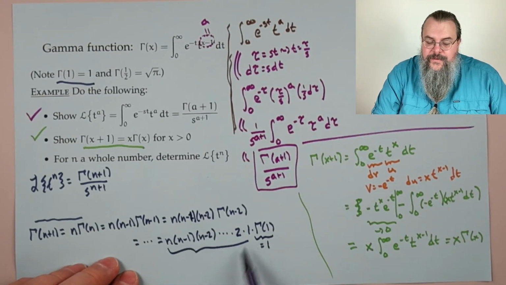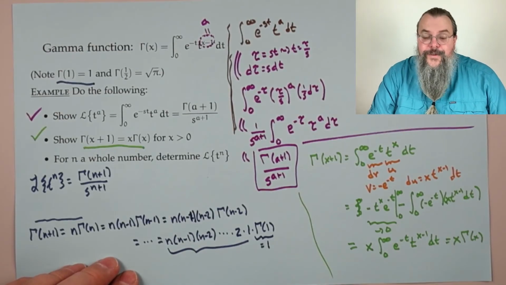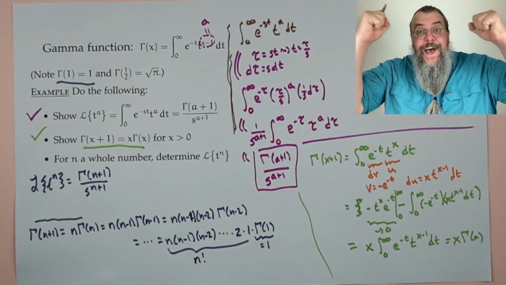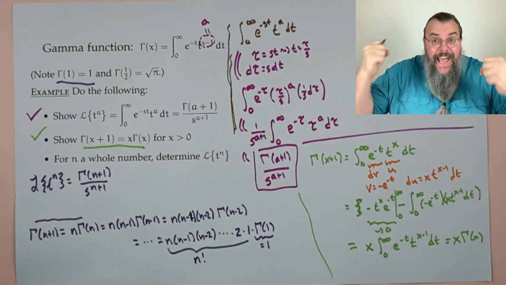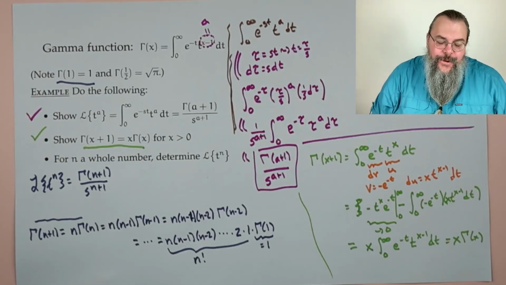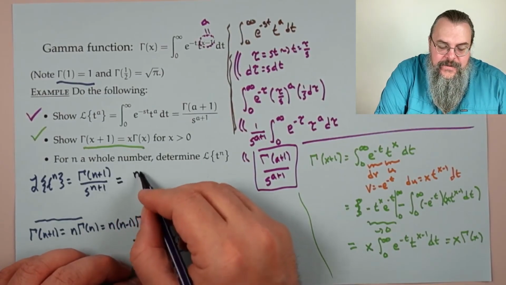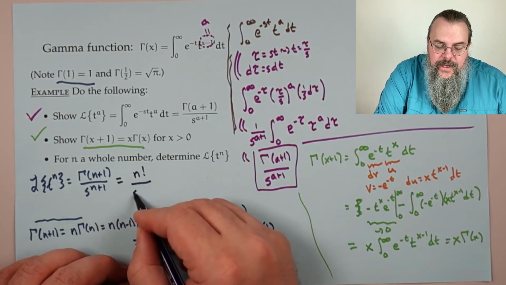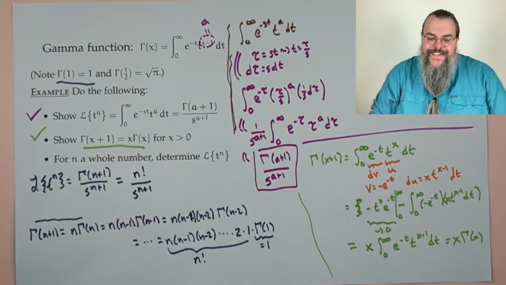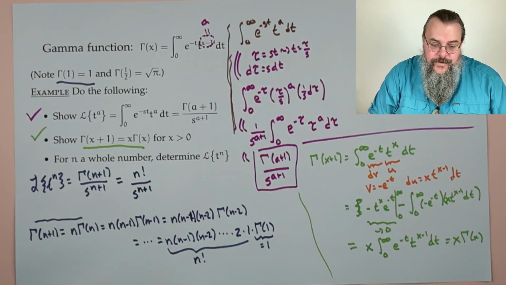What about all of this? n times n minus 1 times n minus 2. It's n factorial. Or as you might say, n, exclamation. Yes, it's n factorial. Cool. So our answer is n factorial over s to the power n plus 1. Nice, nice. All right, well, good. Lots of rules, lots of rules.